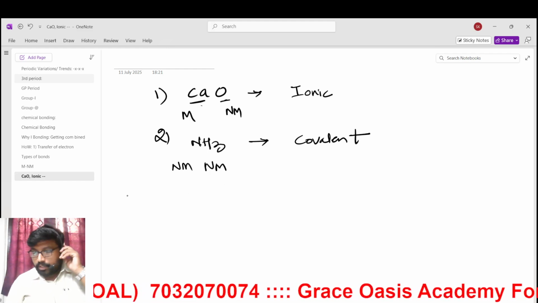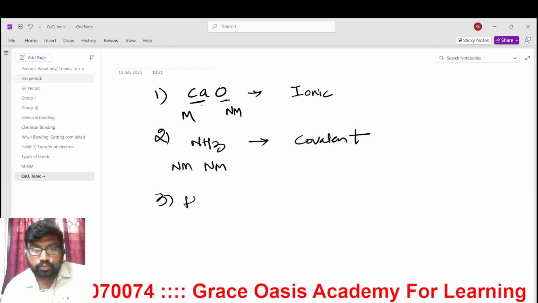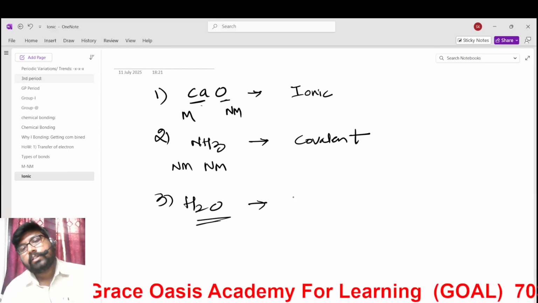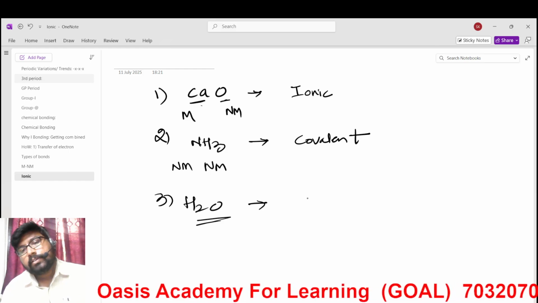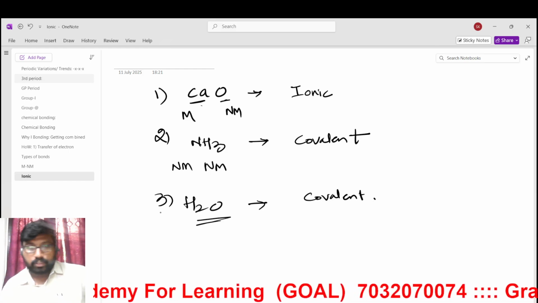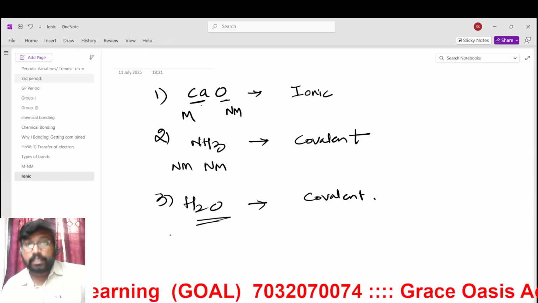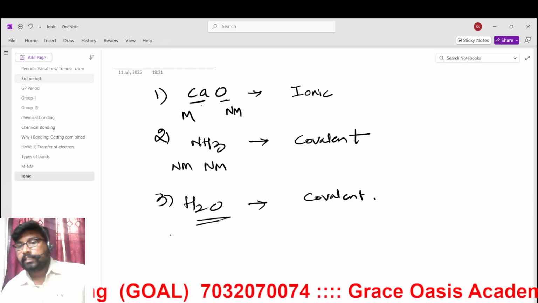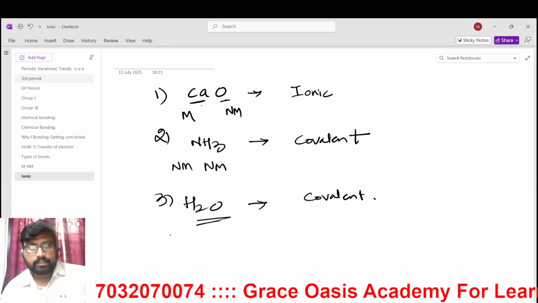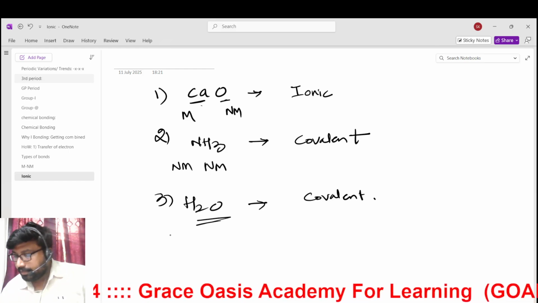Right? H2O. We daily drink some water, right? So H2O is what? Covalent, non-metal to non-metal, right? So in this manner, we have to check whether it is metal or non-metal. If it is metal to non-metal, you can easily find out that it is ionic. Yes, we can find it very easily.